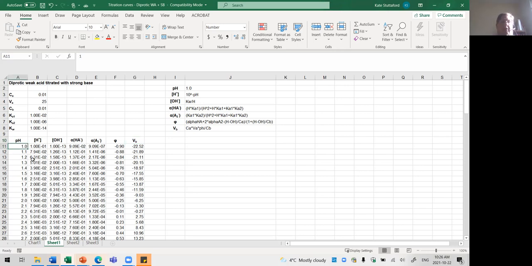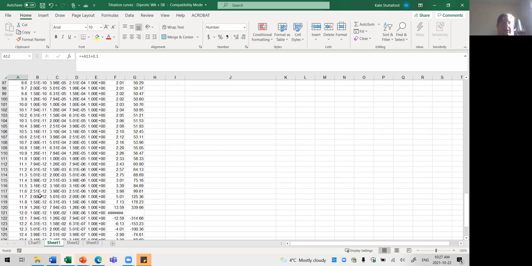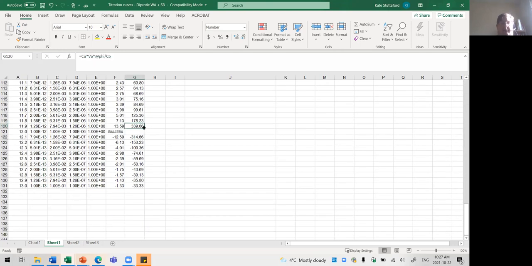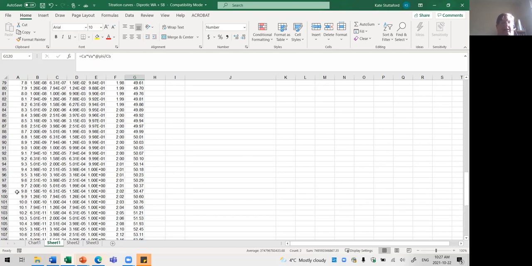Okay, so I'm going to start my pH range at 1. And then if I go down, if you look in the function box, you'll see all I've done is taken the cell above it and added 0.1. And then I just take that and I drag it down, because you can see this goes on for quite a while here. Oh, I'm missing a point there, so I'm going to put that in. So I've gone down to a pH of 13.